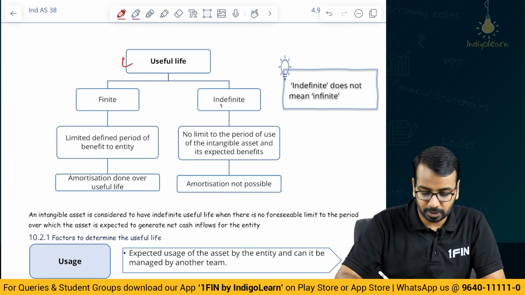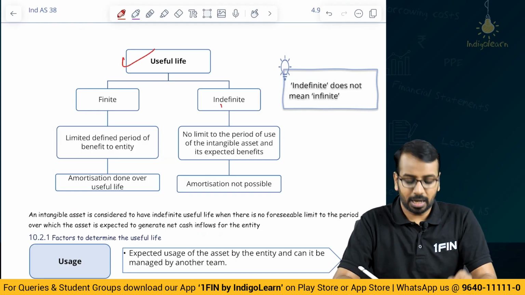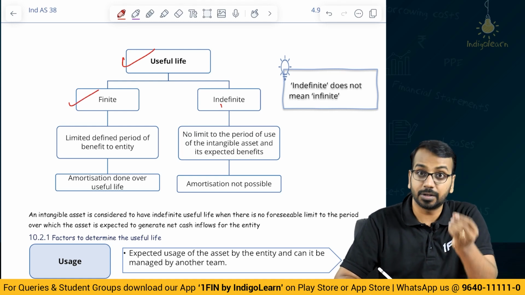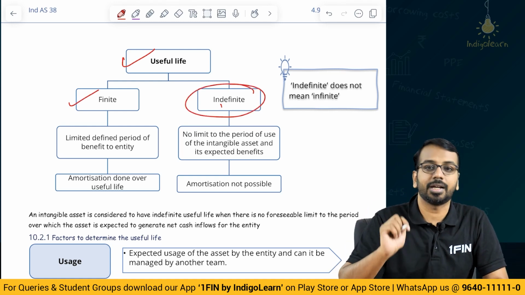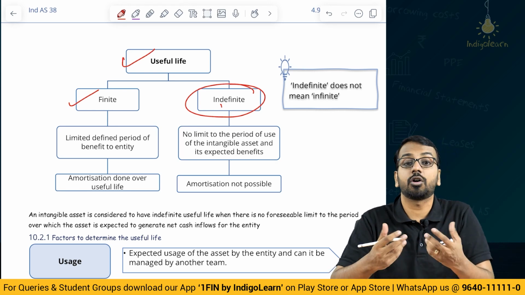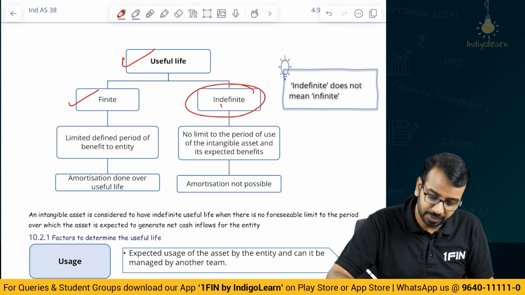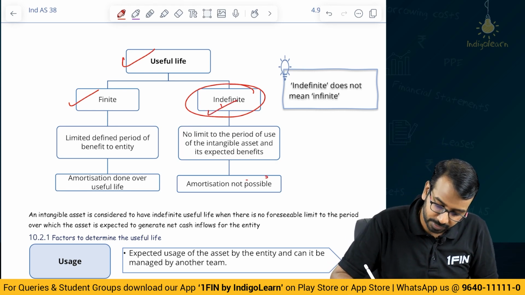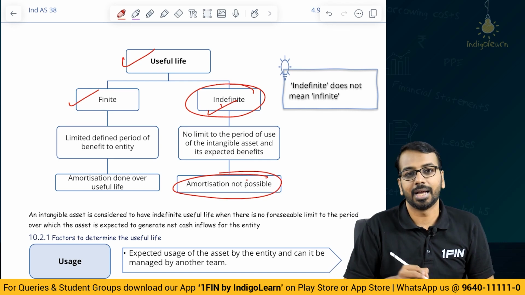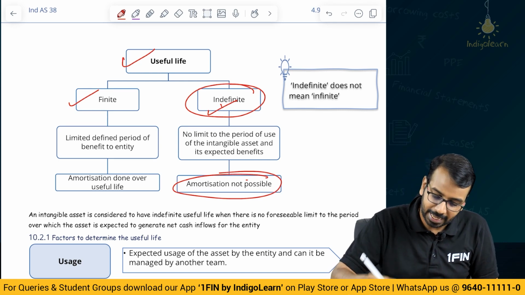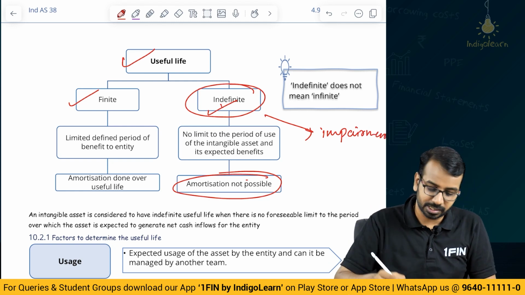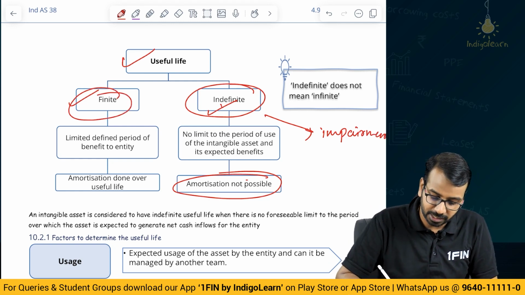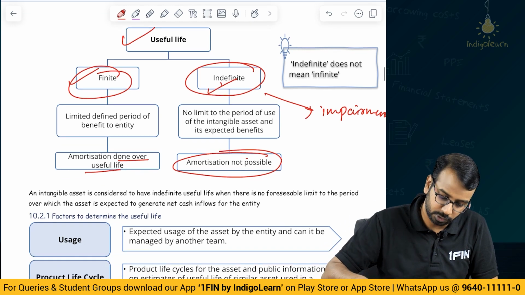Now, as far as the useful life of an intangible asset is concerned, you have either a finite useful life, that is a fixed useful life, or indefinite. Don't write infinite, it is indefinite useful life. Indefinite means we cannot determine the useful life. If it is indefinite, then amortization is not possible, and hence here you will apply impairment. We will understand about impairment in IndAS 36. Whereas if it is finite, you will amortize it over the useful life.